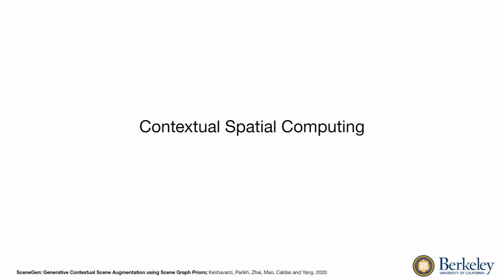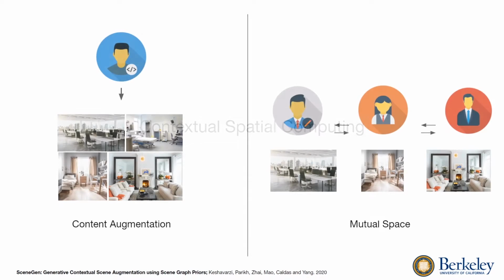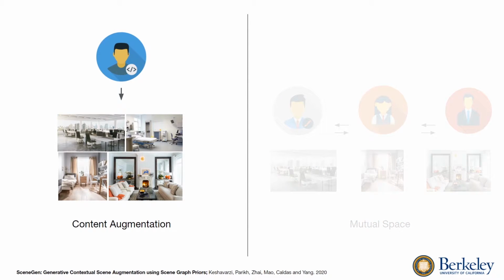So today, with a focus on generative modeling, I really want to talk about the concepts of, can we come up with a way to contextualize our virtual experiences in the spatial computing platforms. So I'll try to cover two directions of this topic. First of all, content augmentation, and also mutual spaces for users that are connecting remotely and are not aware of each other's room. So let's start with a content augmentation of an unknown target scene.